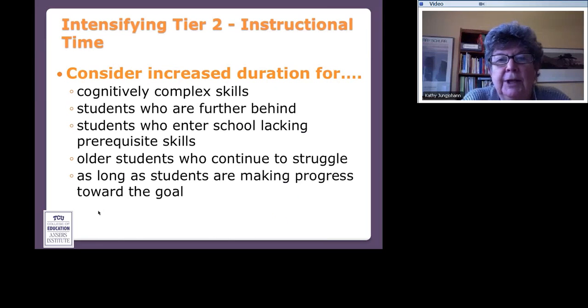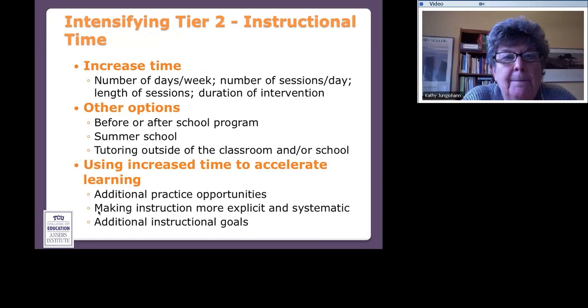We also need to consider increased duration for more cognitively complex skills, longer duration for students who are further behind. Students who enter schools lacking prerequisite skills may need a longer intervention in order to reach the expected benchmarks. Older students who continue instruction may need a longer duration for intervention, or as long as students are making progress towards their goal, they can stay in an intervention.